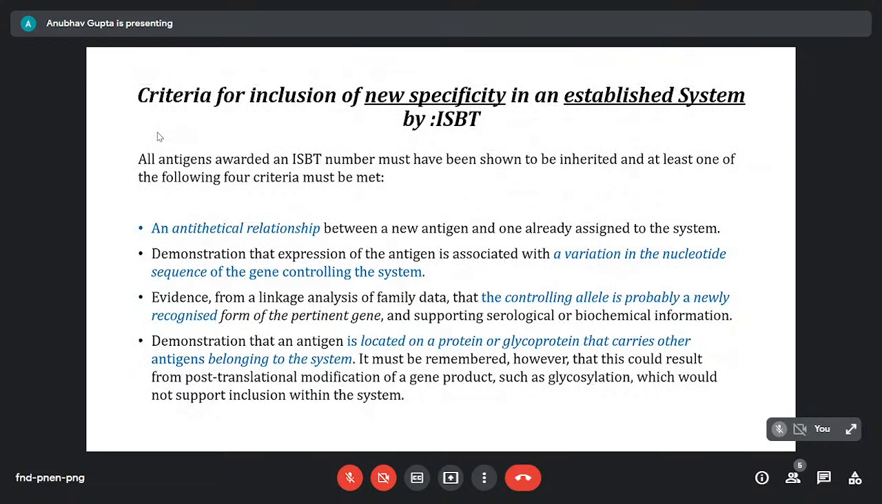So how do we incorporate that 6th antigen into that blood group system? For inclusion of the new specificity, all antigens awarded an ISBT number must have been shown to be inherited and should meet at least one of the following 4 criteria. First, it should have an antithetical relationship. That means an antigen gene should be present and its homologous counterpart should be present on another antigen. For example, for the Indian blood group system, we have INA and INB. IN stands for the Indian blood group system, A for the one gene and B for the other gene. So INA and INB have an antithetical relationship.